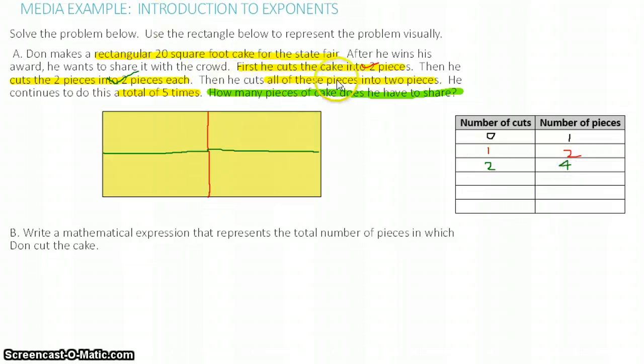Then he cuts all of these pieces into 2 pieces. So we're going to take the 2 pieces and cut each of them into 2 pieces. I'm going to go like this. Notice that these were the 2 pieces. I split them into 2 pieces each, and the same over here. So now, even though we cut twice, we're going to consider this the 3rd cut that he made, the 3rd series of cuts. And there are 8 pieces.